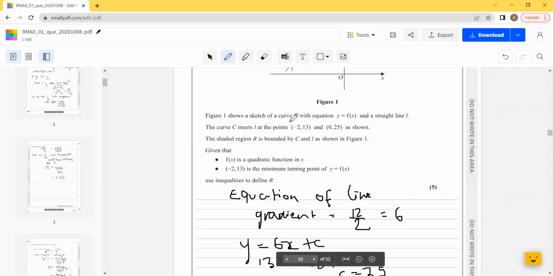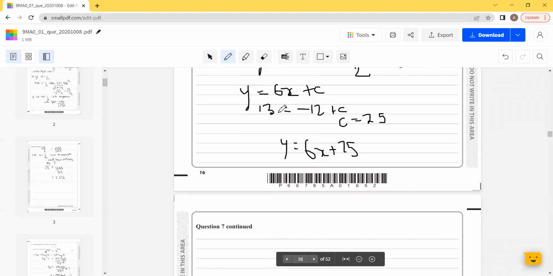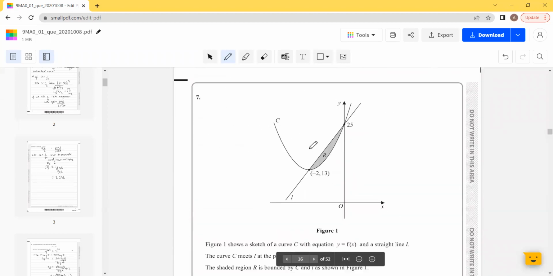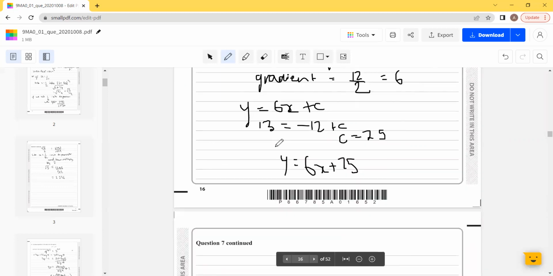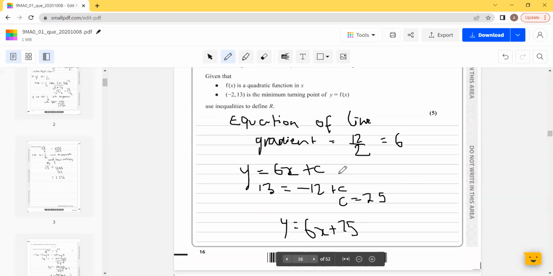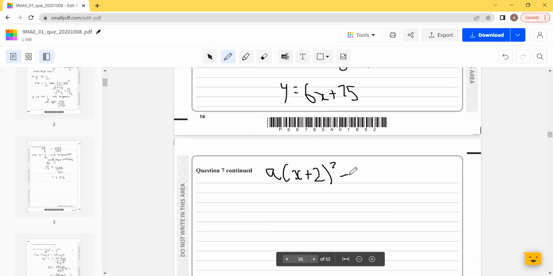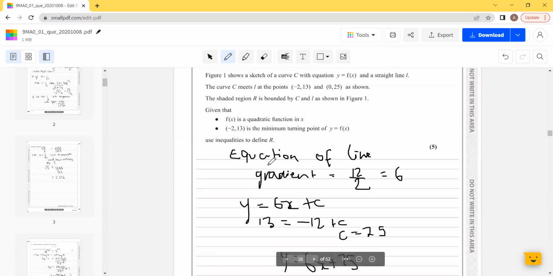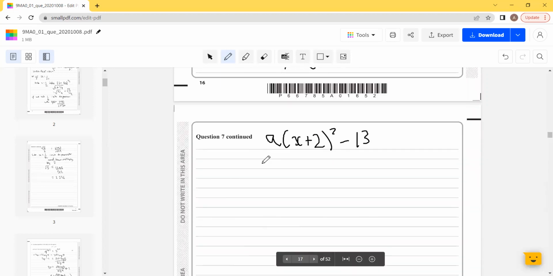Now to find the equation of the curve, I know that the turning point is at minus 2. So I'm assuming that the polynomial looks something like this: a times (x plus 2) squared. And I'm going to write minus 13 over here, because it doesn't matter what value of a we have, when x is 0, we know that it has to go to minus 13.